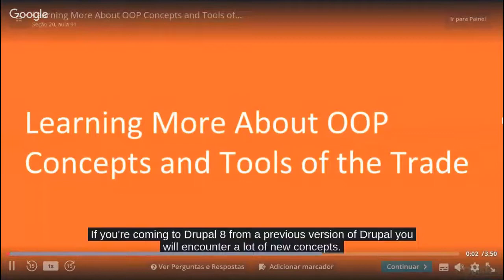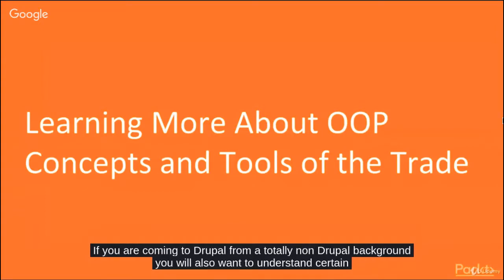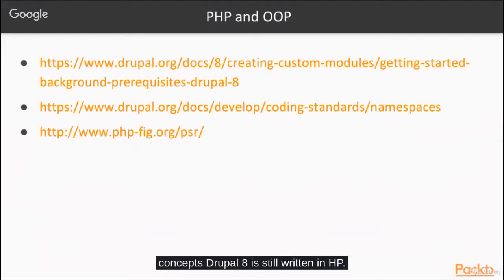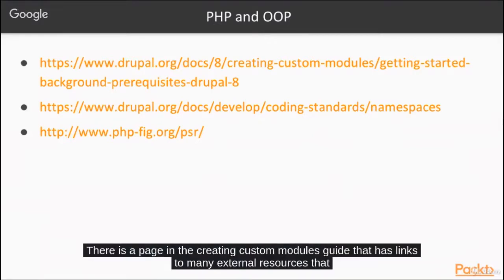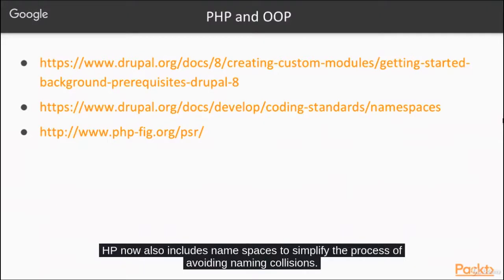If you are coming to Drupal 8 from a previous version of Drupal, you will encounter a lot of new concepts. If you are coming to Drupal from a totally non-Drupal background, you will also want to understand certain concepts. Drupal 8 is still written in PHP. It is now almost entirely object-oriented. There is a page in the Creating Custom Modules guide that has links to many external resources that address OOP concepts. PHP now also includes namespaces to simplify the process of avoiding naming collisions.